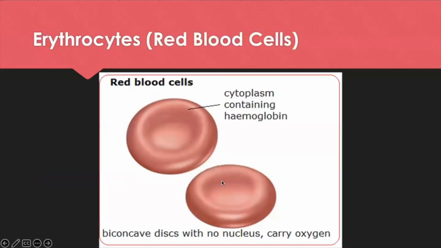Now, erythrocytes, as you can see, also known as red blood cells, are biconcave discs. It looks like they have a ring with a sink in the middle. That is because they don't have a nucleus. As a matter of fact, a red blood cell is probably one of the few, if not the only, bodily cell that does not have a nucleus. It doesn't have a nucleus so that it could carry oxygen more easily.